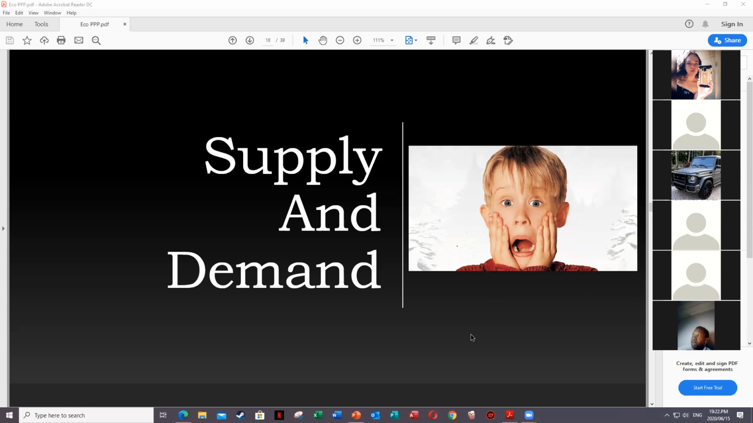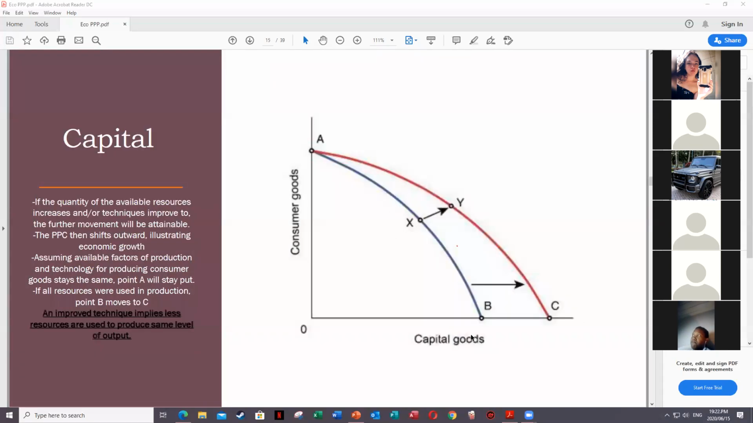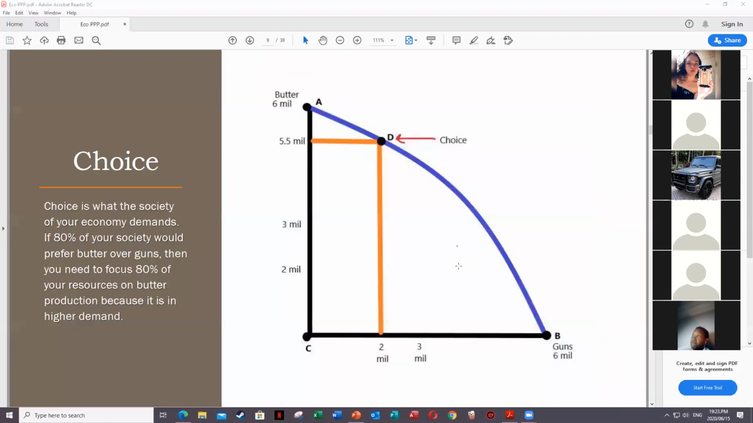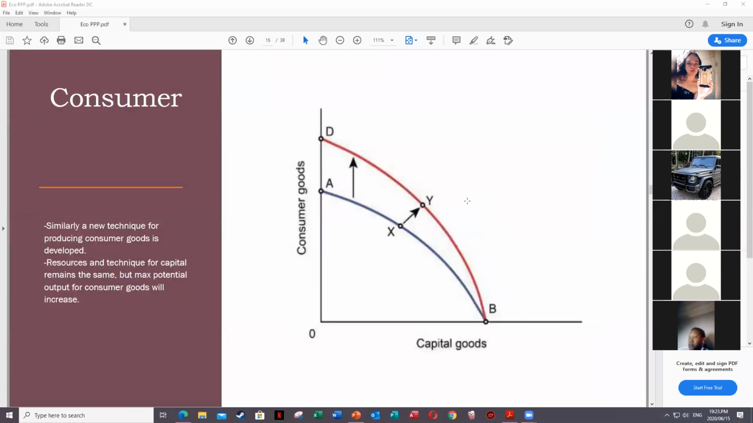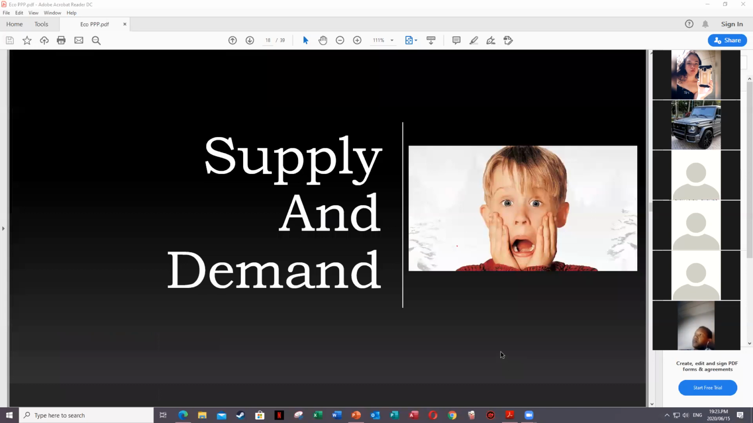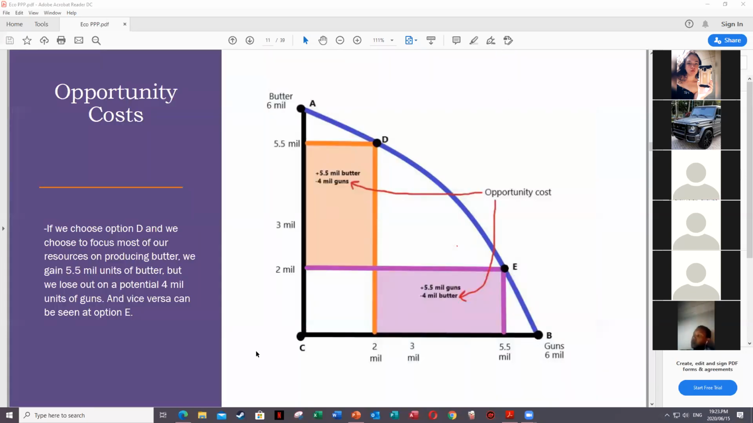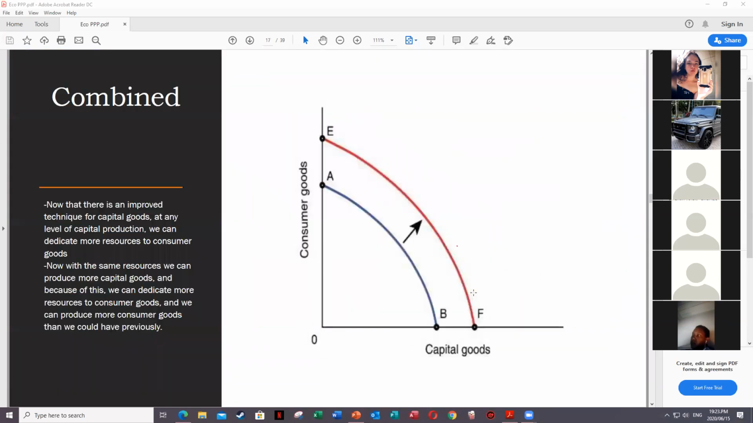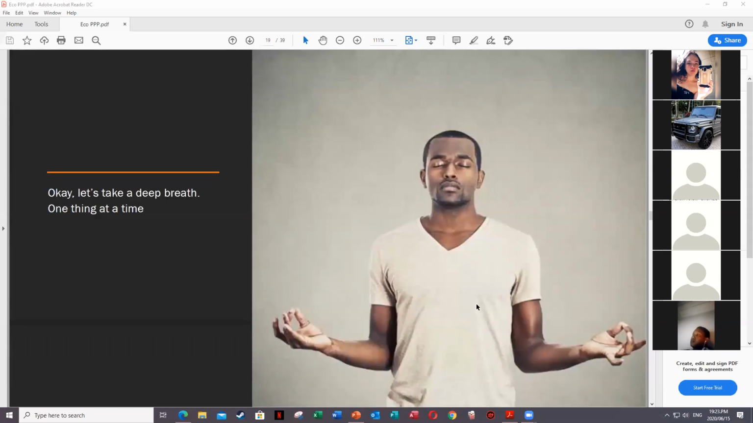Can we just agree that the PPC and the PPF is the same thing? Okay, thanks. Yes, we do.